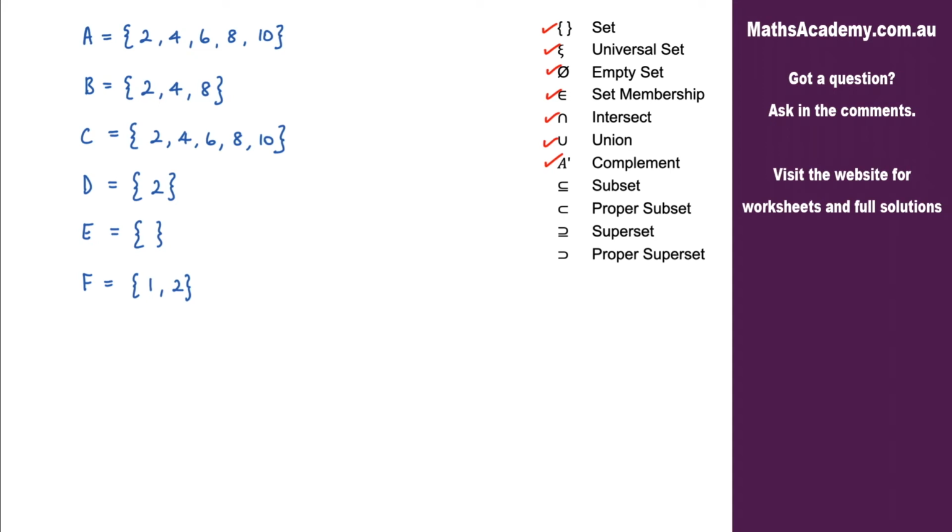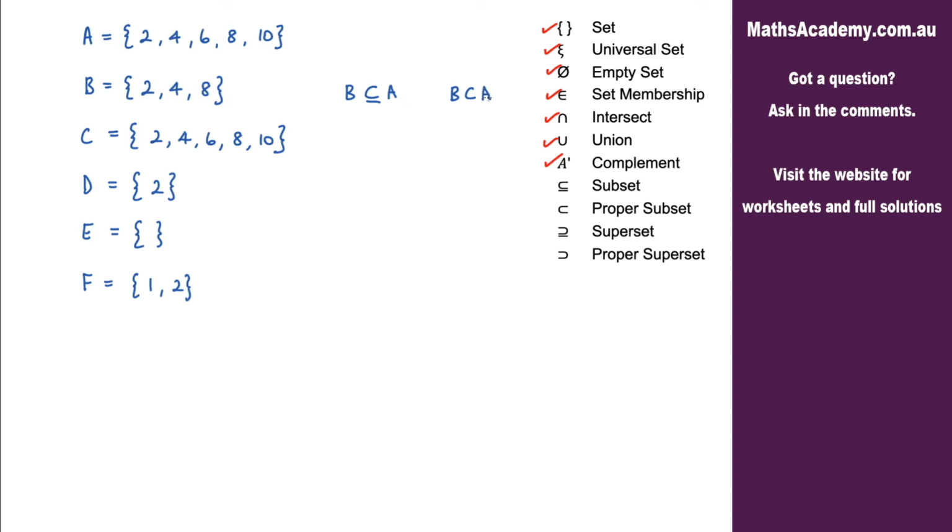Let's have a look at another example. So I've got set A here with some even numbers in 2, 4, 6, 8 and 10. Let's have a look at set B. The elements in set B are in set A. It is not equal to set A. It is a subset, but it's also a proper subset of A. So B is a subset of A, but B is a proper subset of A.